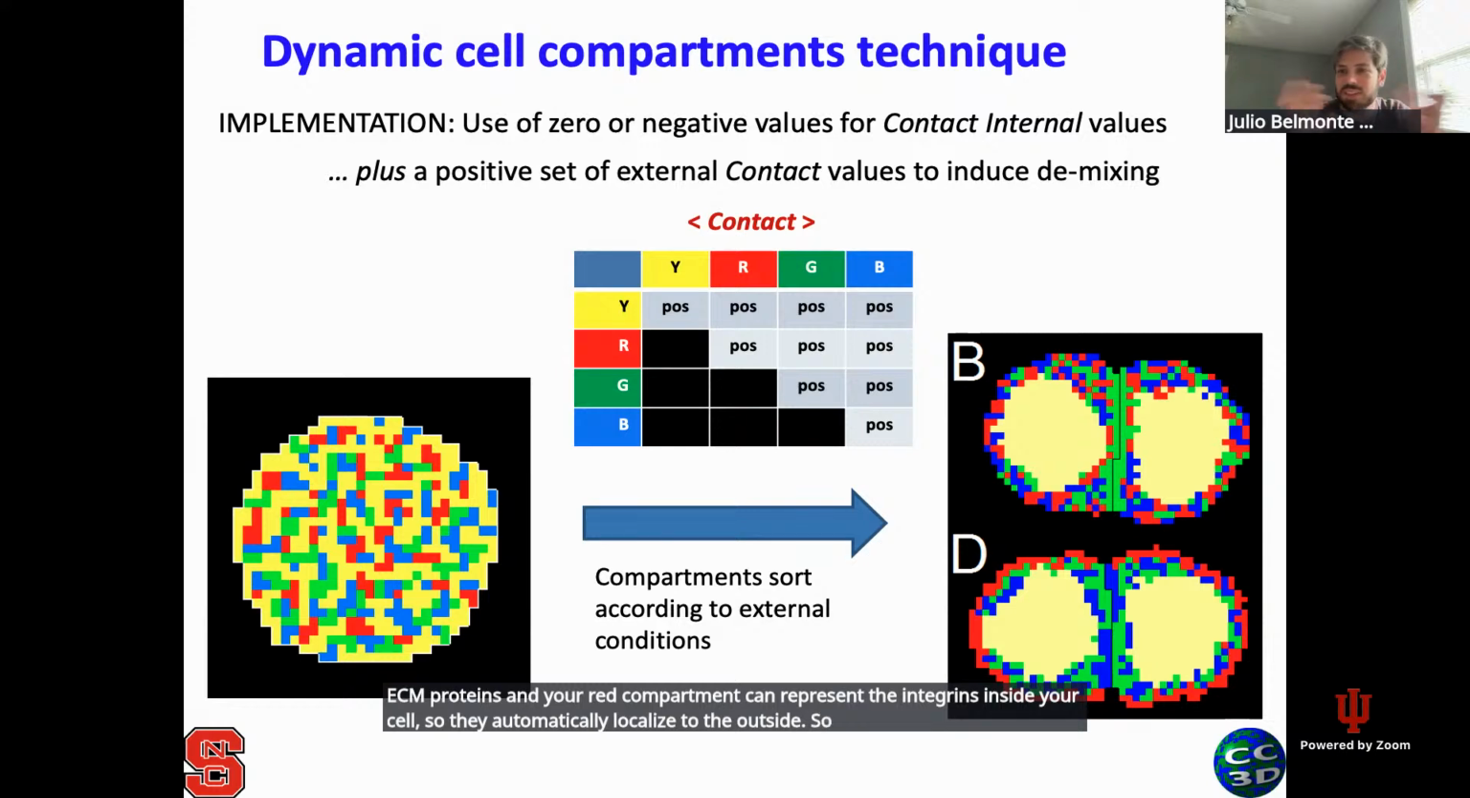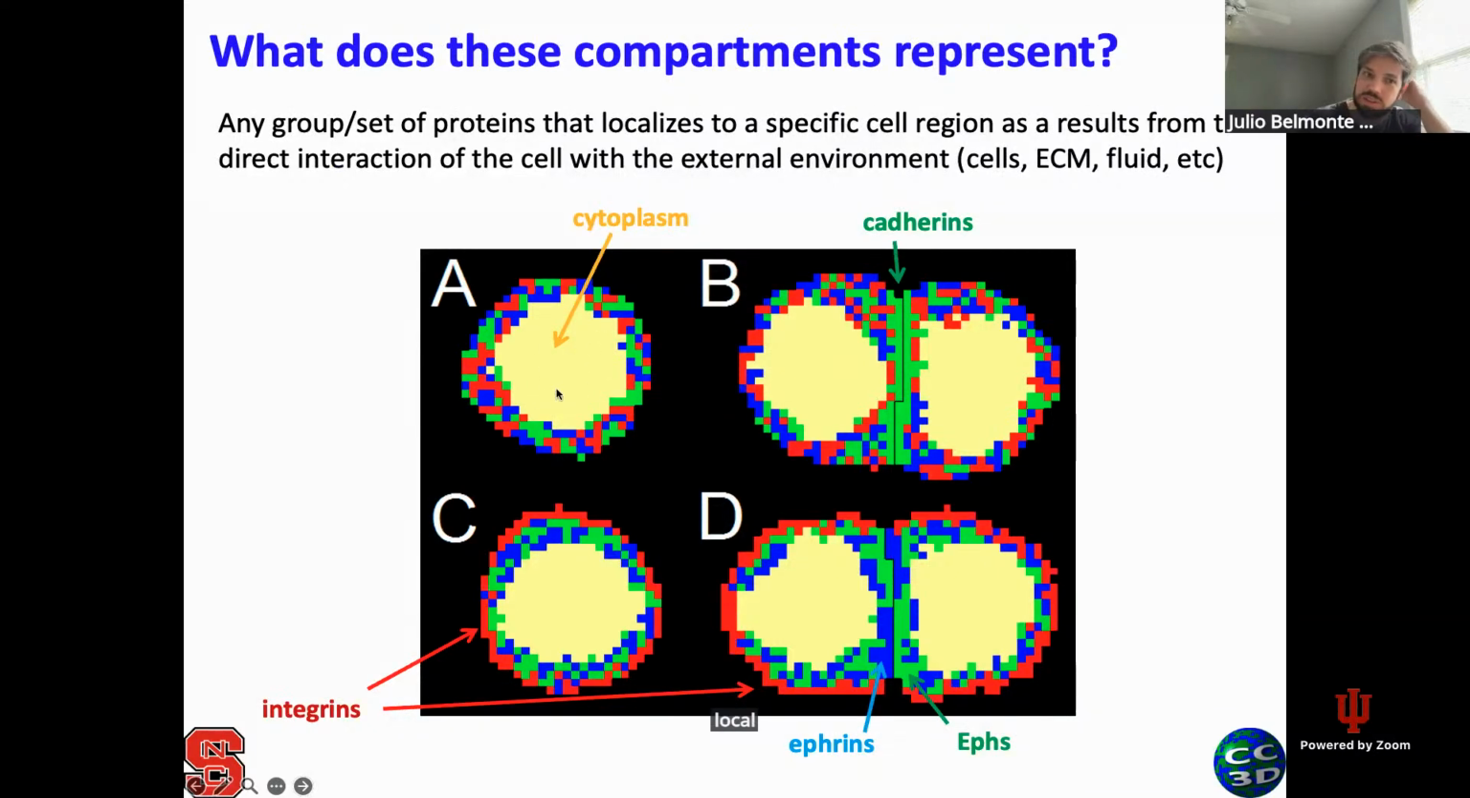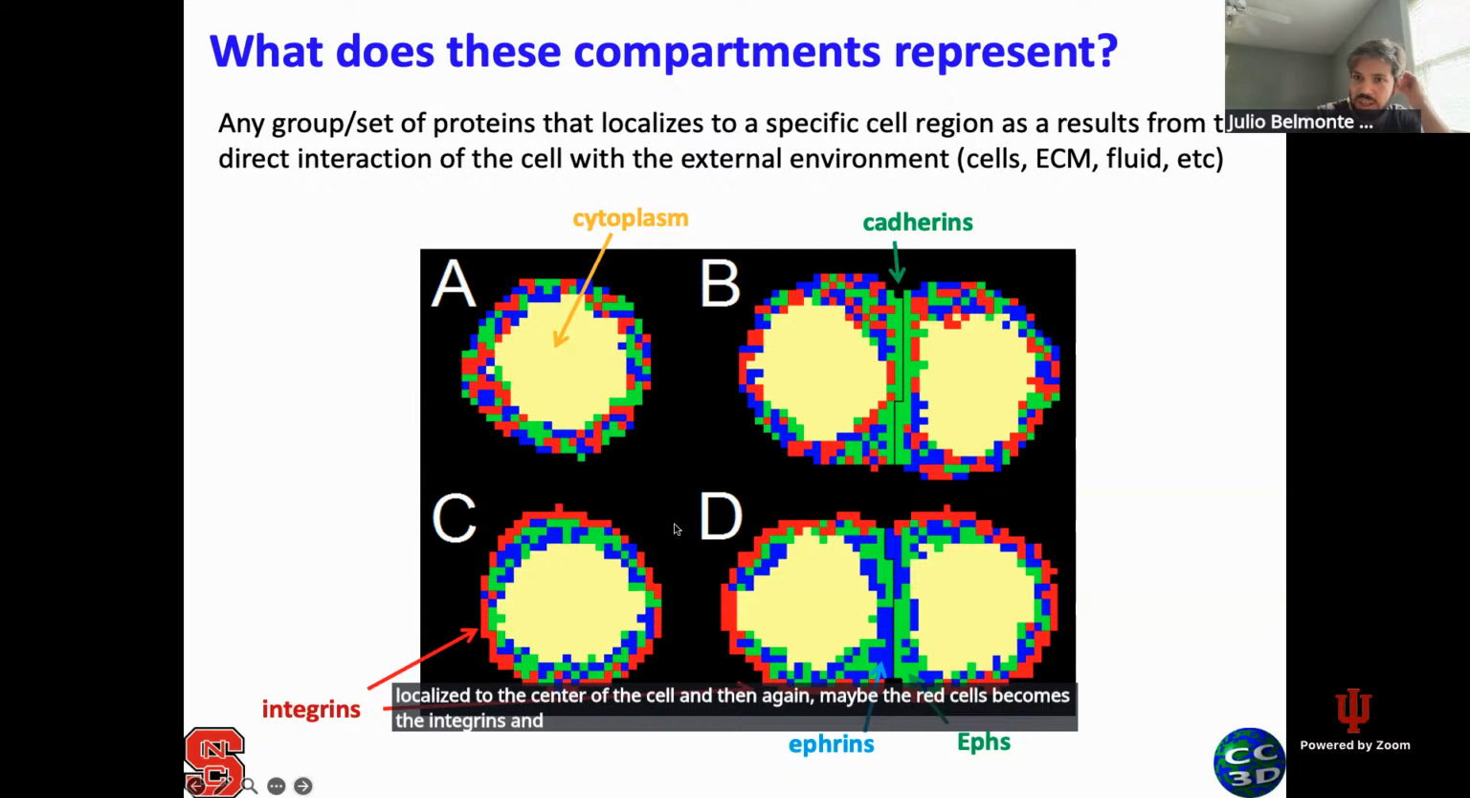So with this, you can do lots of things. For example, one of the compartments can actually be the cytoplasm or the cell body, a compartment that has a very high external contact energy with everything that's outside of it. So therefore, this white compartment localizes to the center of the cell. Okay, and then again, maybe the red compartment becomes the integrins, and your medium is a coarse-grained representation of the ECM surrounding the cell, so they're going to automatically sort out.